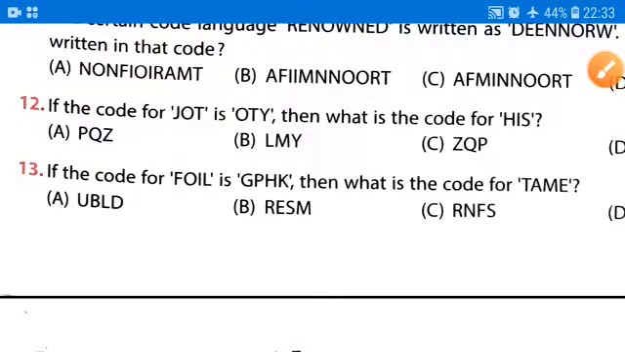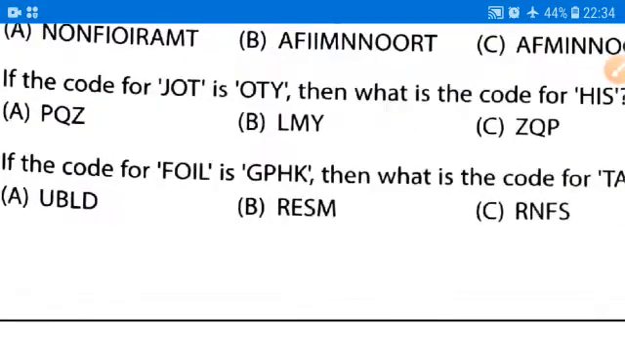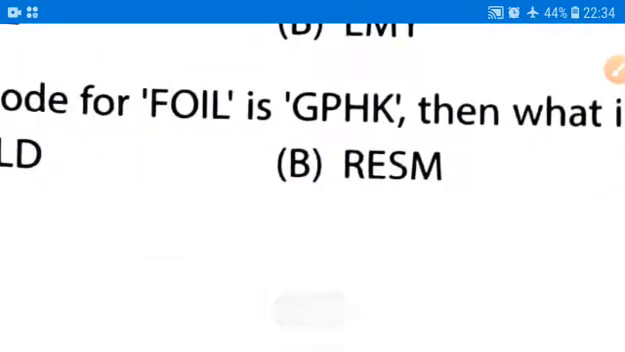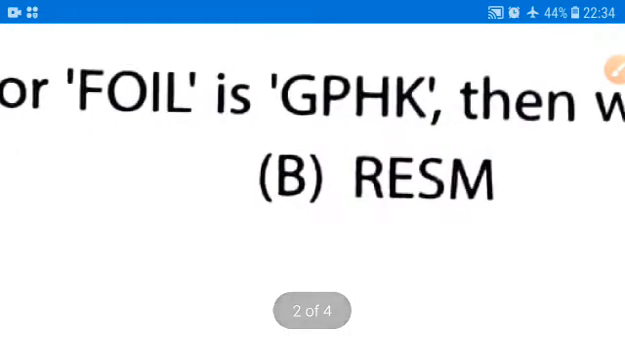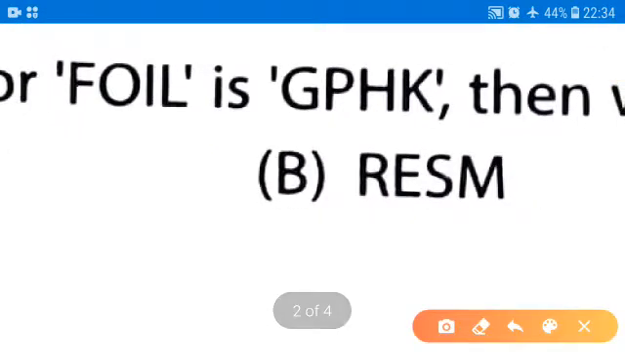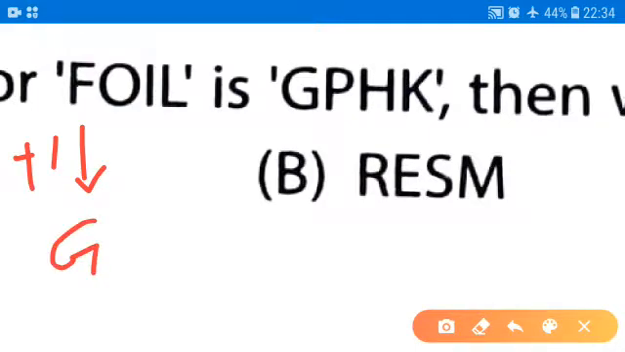Okay, now starting with question number 13. If the code for FOIL is GPHK, then what is the code for TAME? Now let us decode how this code is assigned to FOIL. If you can see here, F, if you move one step forward from F, after F we have G.